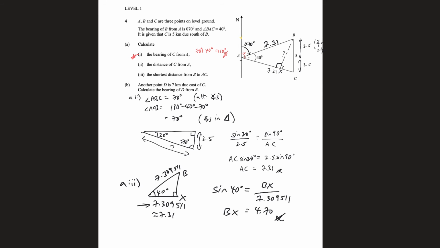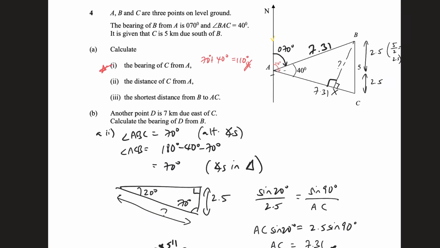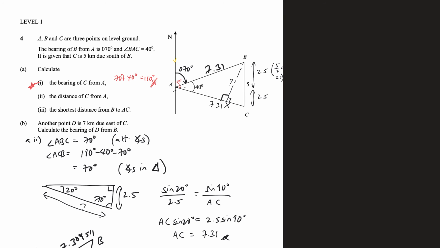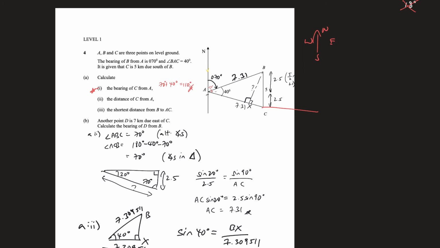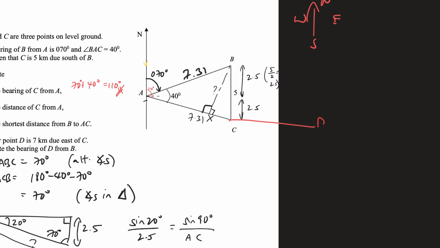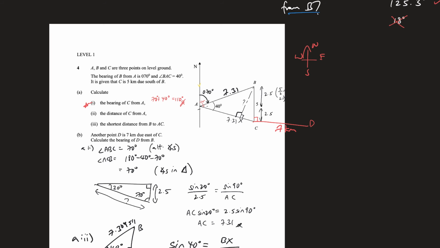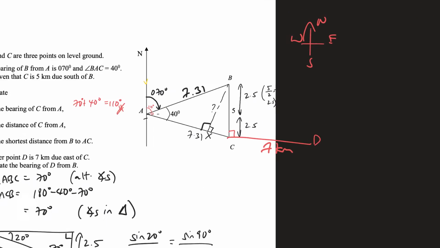Alright. Now let's do part B. Another point D is due east of C. So that's interesting. I'm going to say D is east of C. So from C, since north is perfectly vertical, it's always north, south, east, west. So from C, it's east. Okay, this is an imperfect drawing, but just bear with me. It's a point D. And since it's perfect east, this must be 90 degrees. And this is 7 km. Calculate the bearing of D from B.